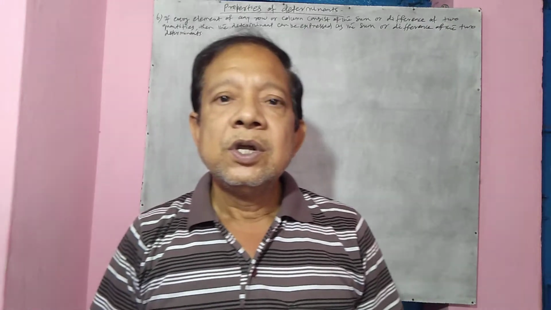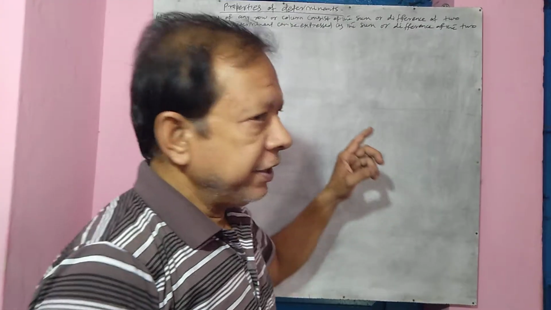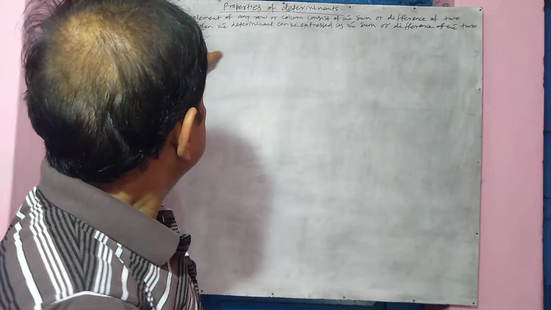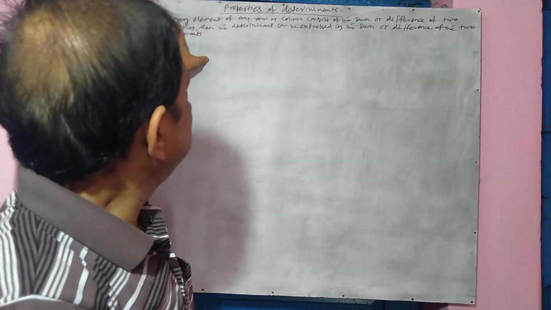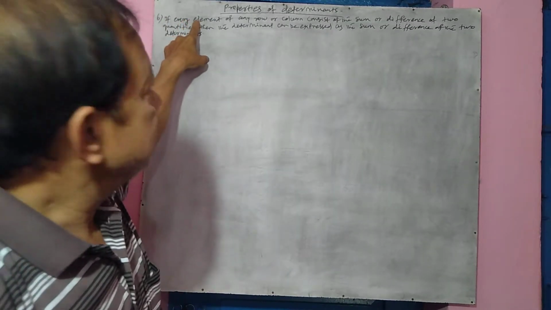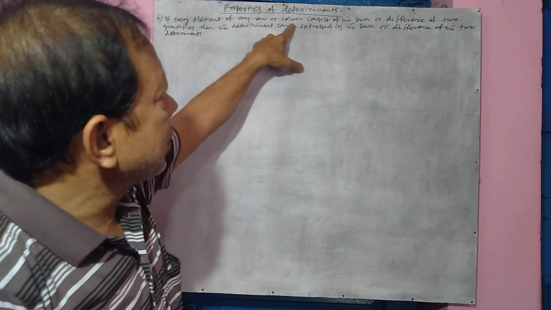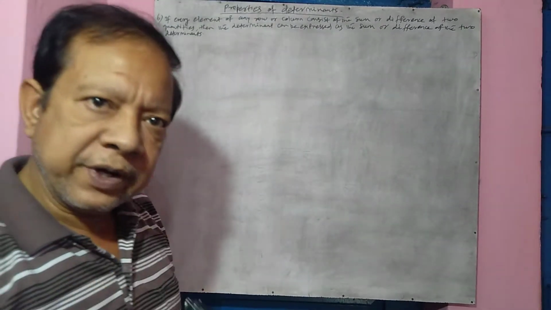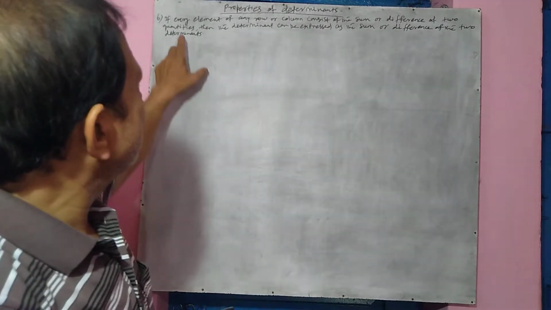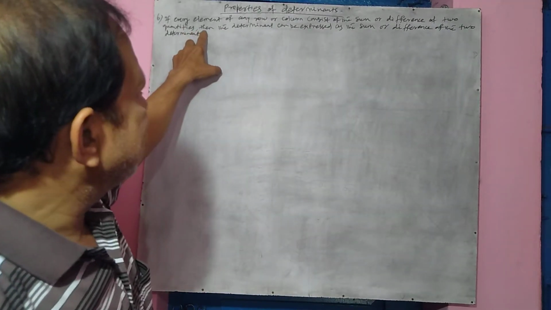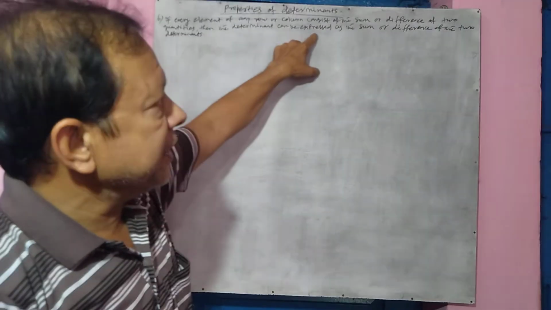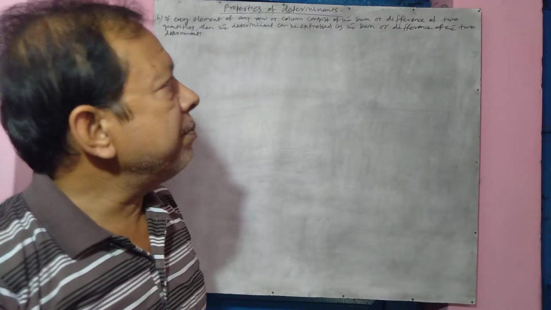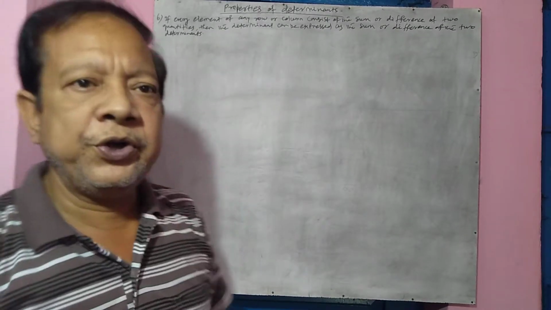So first coming to property number 6. I have already written it here to see. Property number 6 is: if every element of any row or column consists of the sum or a difference of 2 quantities, then the determinant can be expressed as the sum or difference of 2 determinants. What does this mean?